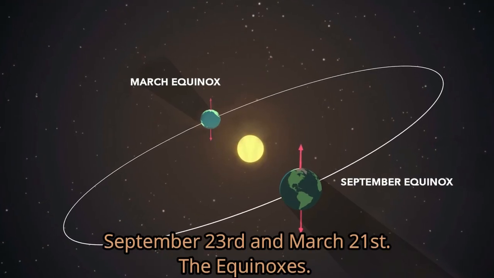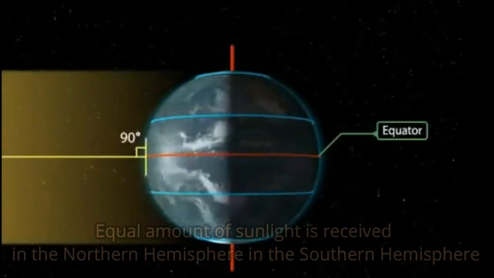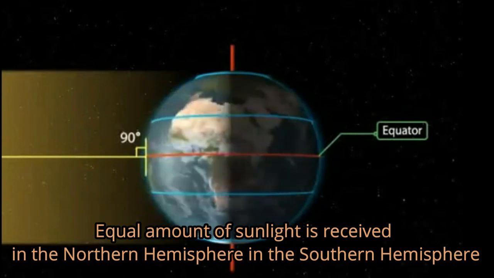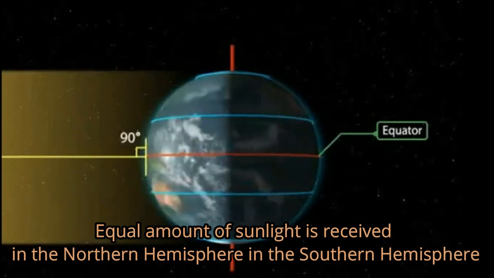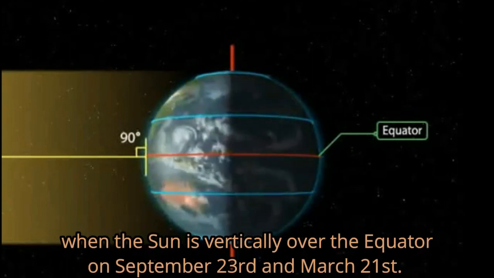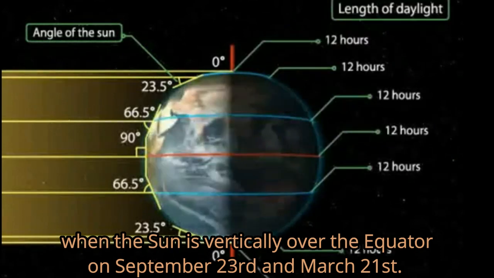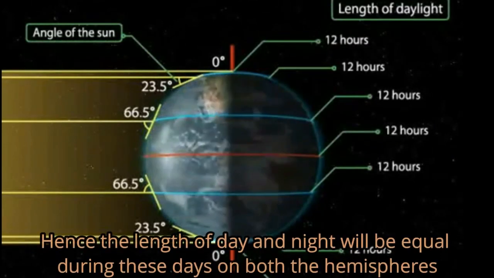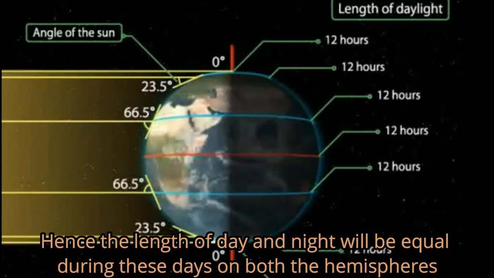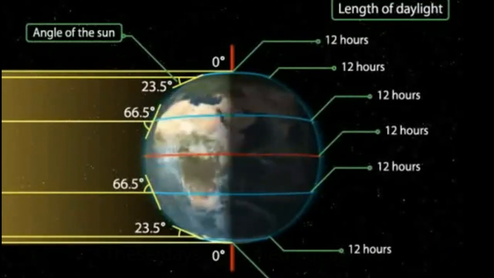September 23rd and March 21st: the equinoxes. Equal amount of sunlight is received in the Northern Hemisphere as well as the Southern Hemisphere when the Sun is vertically over the equator on March 21st and September 23rd. Hence, the length of day and night will be equal during these days on both hemispheres, and these are known as equinoxes.